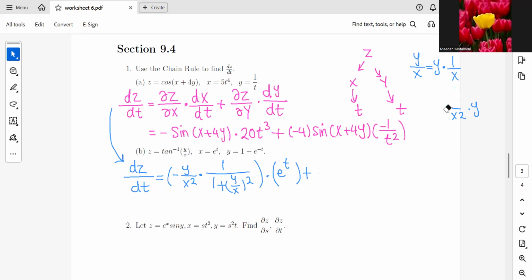So this time we're going to find the derivative of y here, which is 1 times 1 over x. So we would have 1 over x as the derivative of inside, and 1 plus x y over x squared as the derivative of tan inverse of y over x with respect to y. And the derivative of y with respect to t will be e to negative t.